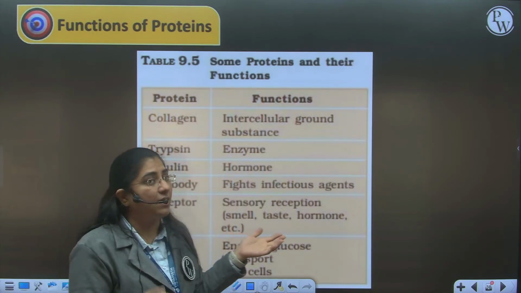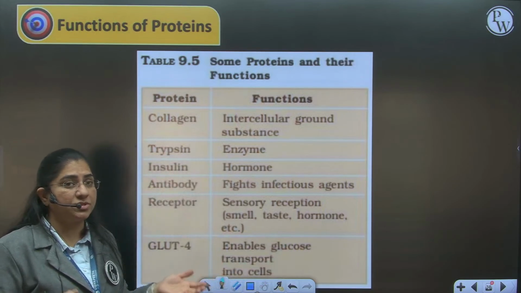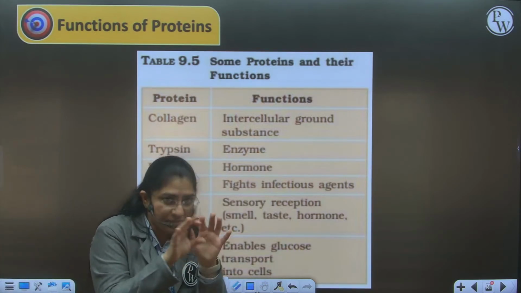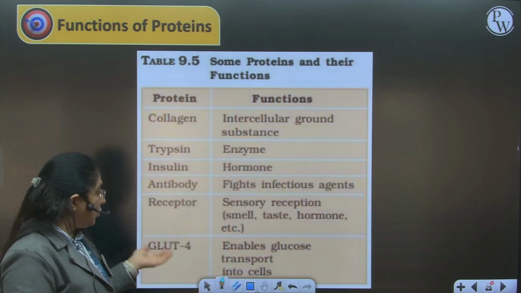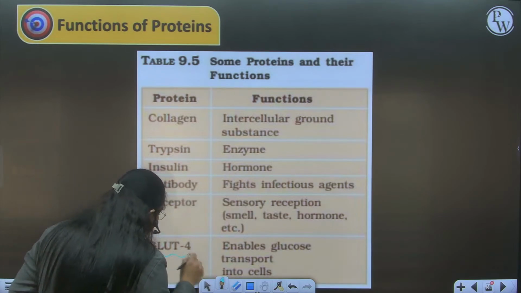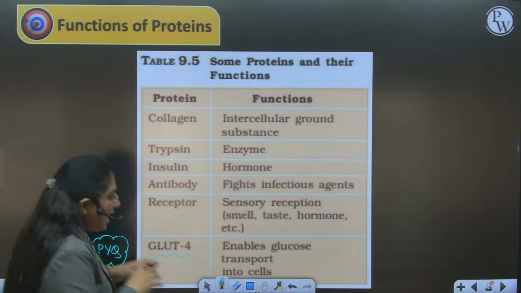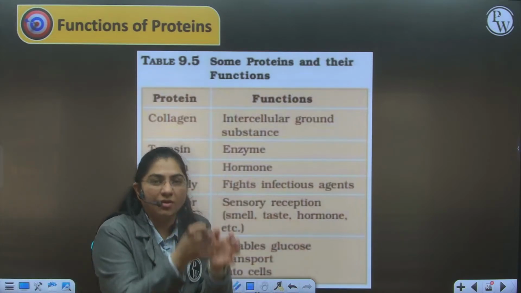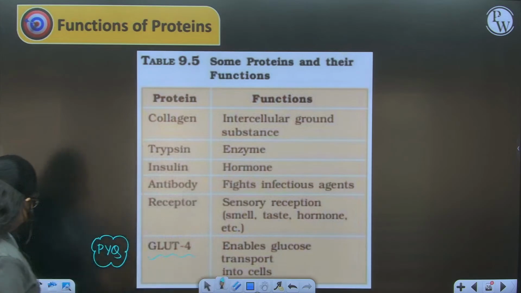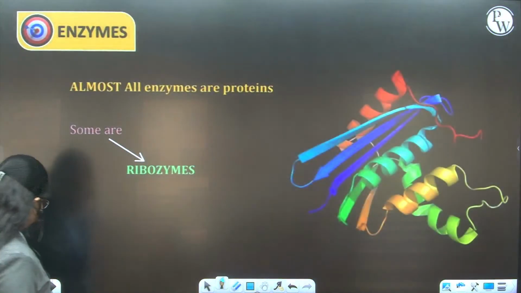receptors which will help take up different sensations and receptions, also the place where hormone binds, present on the cell membrane. GLUT4, this is again a PYQ. Please remember, GLUT4 is the one that will help in glucose transport within the cell, is also an important function.